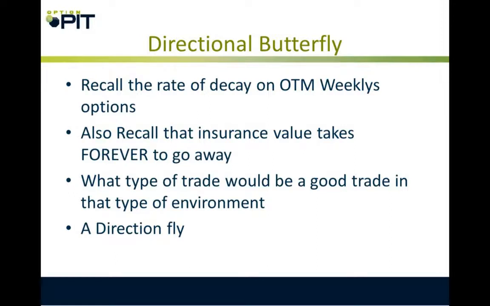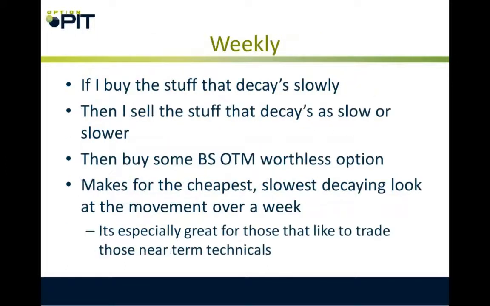All right. So think about this, though. We've got these options that really aren't that far out of the money that really have a super slow decay. And then we've got options that are even farther out of the money that still have value even though they're basically worthless. All right, so in weeklies, if I buy the stuff that decays slowly, then sell the stuff that is worthless but still has value, and then I buy some out of the money worthless option, it makes for the cheapest, slowest decaying trade that I can do over a week.